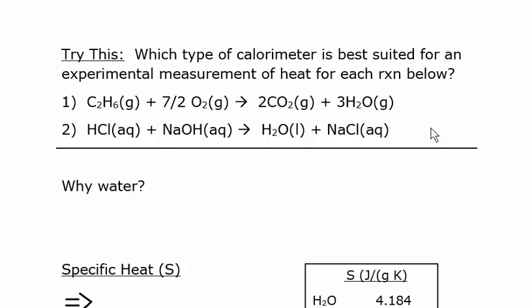Okay, so what you have to remember about the calorimeters is that in one case the system is immersed in water and the other one it is not. So the second reaction is an aqueous reaction, aqueous reactants forming water and sodium chloride, aqueous, and that could easily be done in a coffee cup calorimeter. So that one would be a coffee cup, which is a constant pressure system.